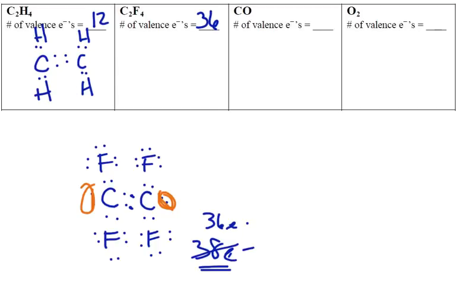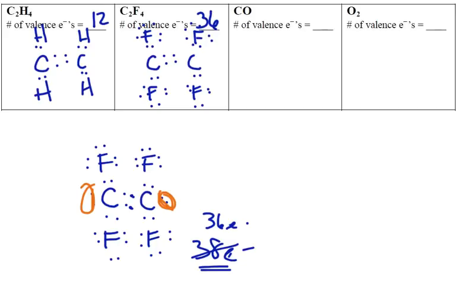So our final picture there would be carbon, double bonded carbon, single bond fluorine, single bond fluorine, single bond fluorine, single bond fluorine. And just finish the octets. A little messy, but that's what would work.